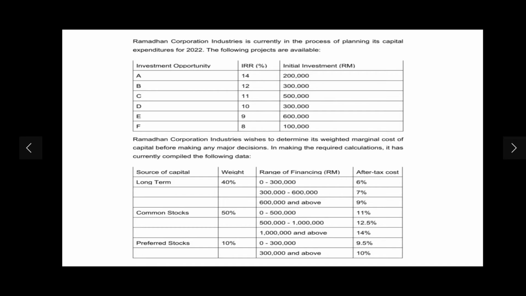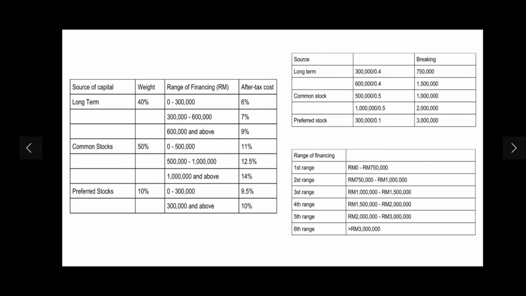This question is about how to find the WACC, that is the weighted marginal cost of capital, before making any major decision. There are a few steps for us to get the WACC. For the first step, we must find the breaking point. Based on the question, we can see that the long-term debt and common stock break 2 times and the preferred stock breaks just once. To get the breaking point, financing must be divided by the weight.